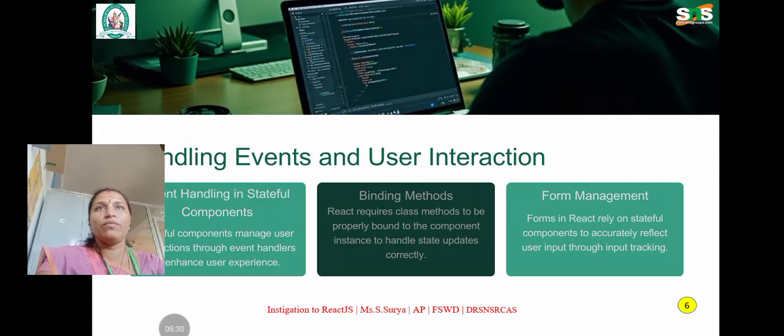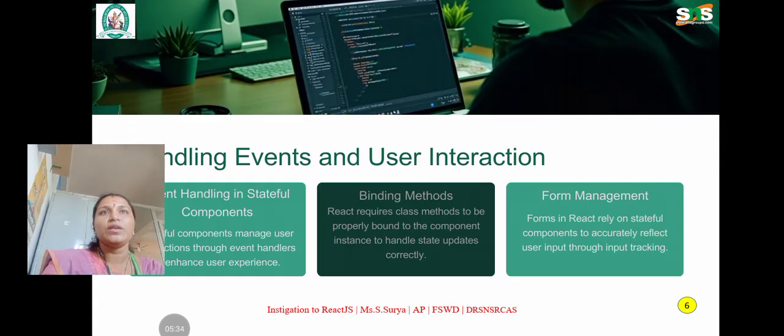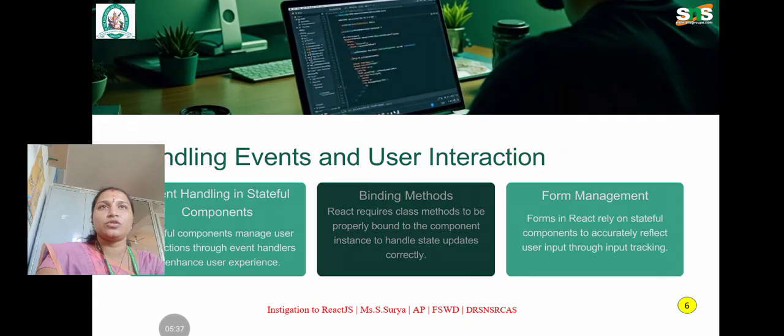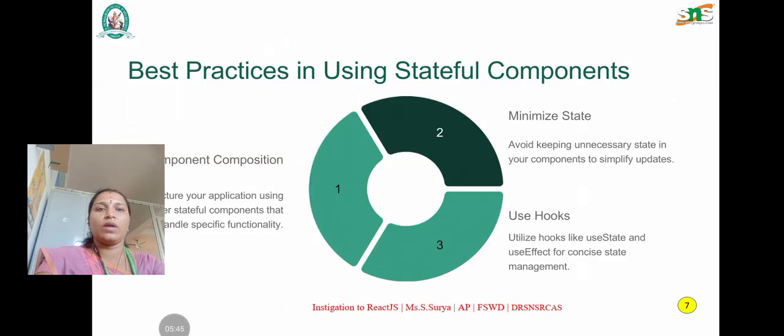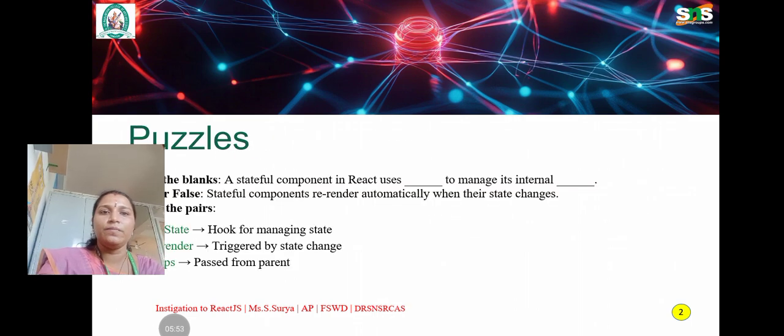And the final takeaway is that each and everything is the backbone of dynamic React apps, and dynamic React apps store data, update state, and re-render the UI. So here we have managed its own state and it is interactive, smart, efficient. Okay. The best practice: component composition, minimize the state and use hooks. And the mind map, we have seen here what we have done. And the puzzle you can manage along with us.